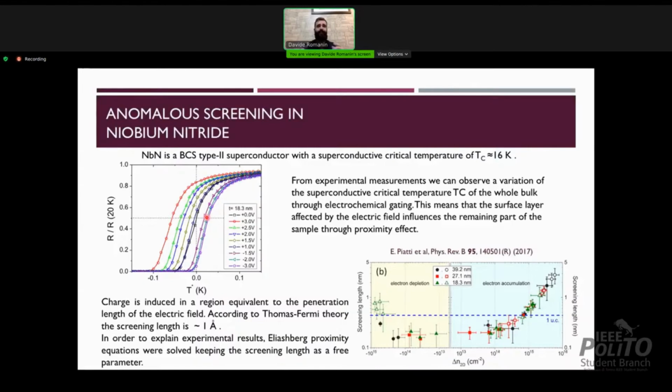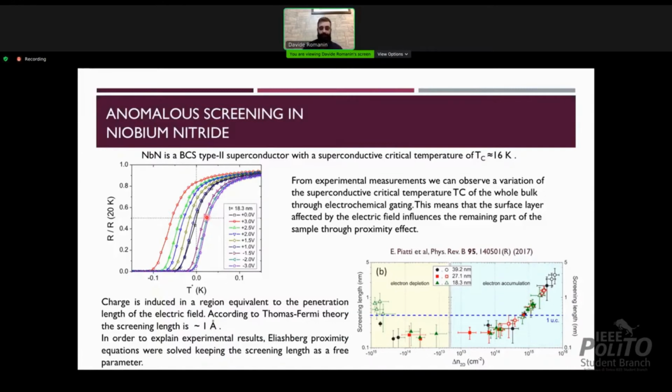Now, you have to think that we are doping just the first few layers of our system, okay? So what we measure, however, is a bulk property. Therefore, the first few layers of our material are affecting the whole bulk of the system, and this is called the superconductive proximity effect. Now, the penetration depth of the electric field should correspond approximately to 1 angstrom according to Thomas Fermi theory of screening.